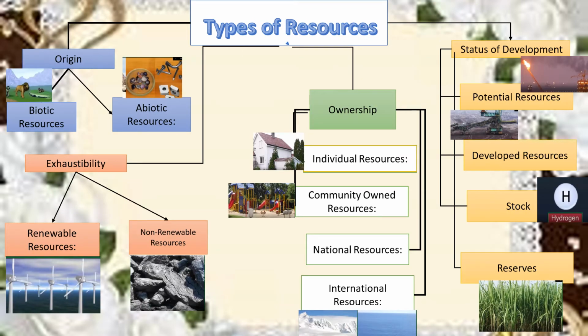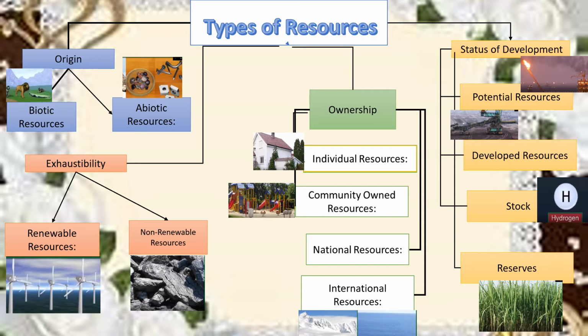Types of resources. Resources are basically categorized into four, based on origin, based on exhaustibility, ownership and status of development. Now let's look at them one by one. Based on origin, this is further categorized into two, biotic and abiotic. Biotic means those resources which are found in the biosphere and which have life, like human beings, animals, plants, etc. Abiotic are those which do not have life. For example, rocks, minerals, etc.